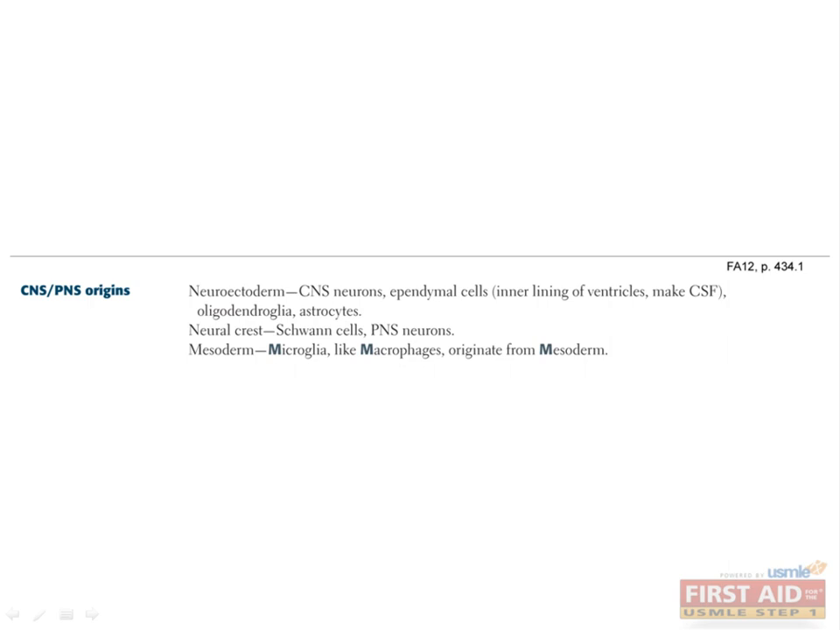Most cells in the central nervous system are derived from neuroectoderm. An exception to this rule is the microglia. Microglia originate from the mesoderm. The peripheral nervous system and Schwann cells are derived from the neural crest cells.